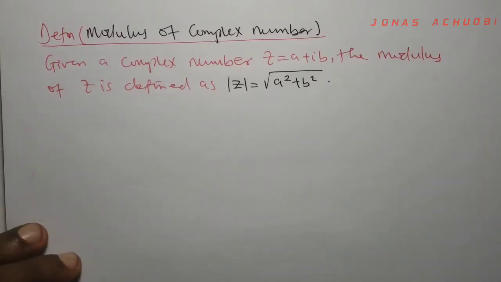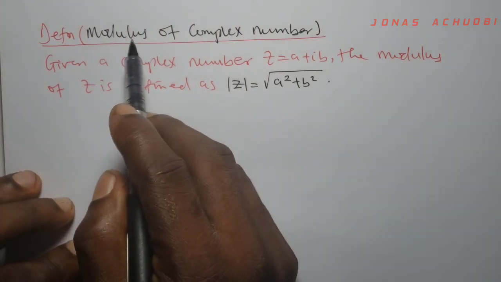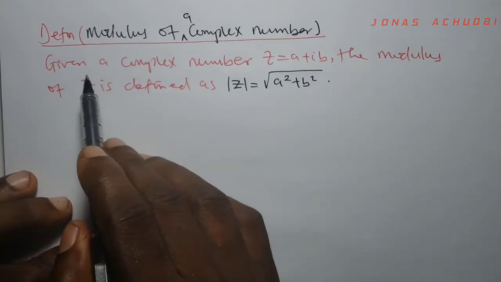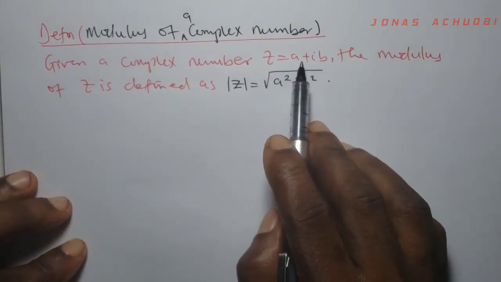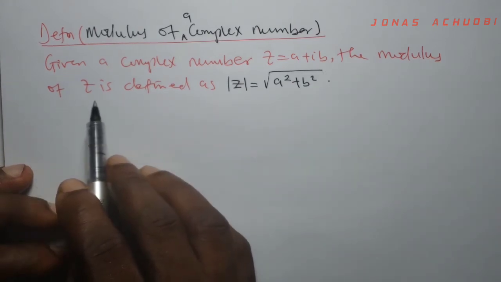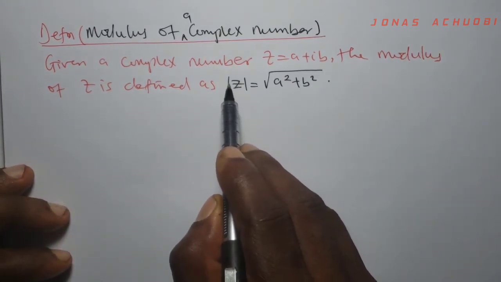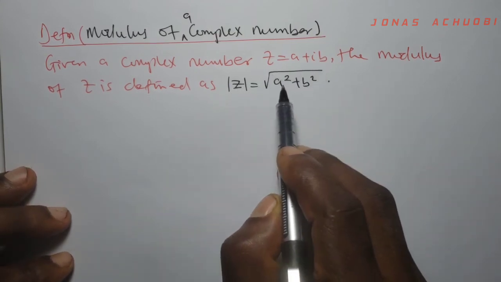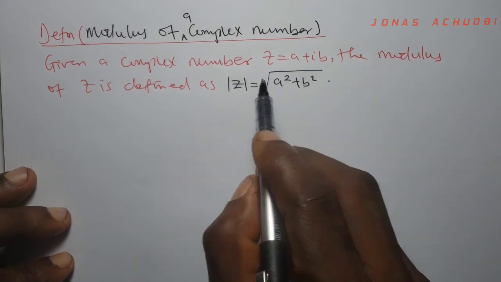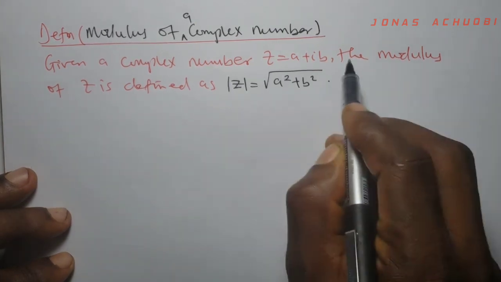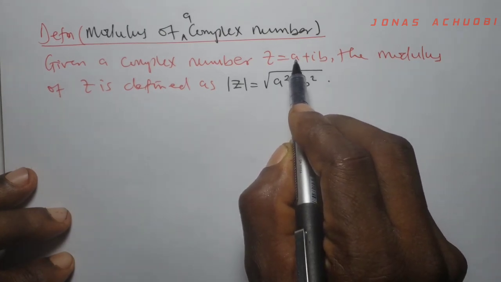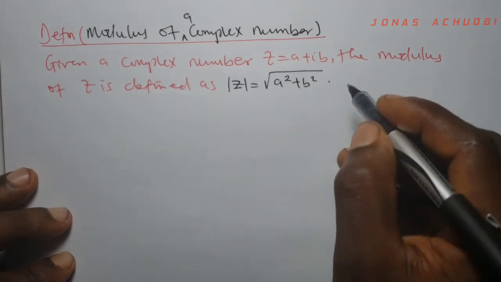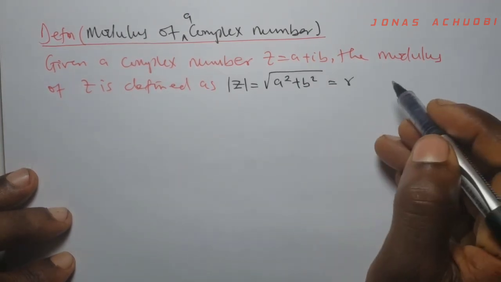The last thing we'll be looking at in this video is the modulus of a complex number. So, the definition. Given a complex number z equal to a plus ib, the modulus of z is defined as, we put z between two straight bars. So this means the modulus of z is equal to the square root of a squared plus b squared. Now you see that the modulus of z simply means you take the square root of a, the real part, squared, plus b, the imaginary part, also squared. Sometimes you can still write this as r to mean the modulus.